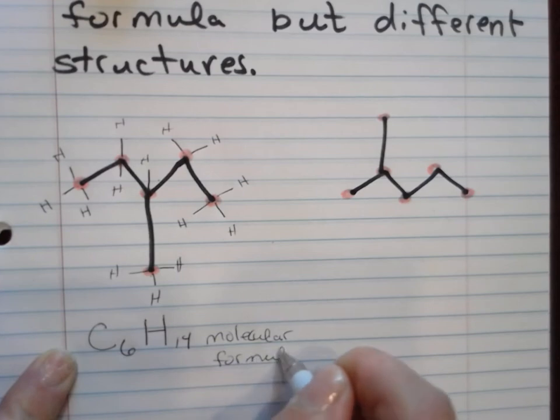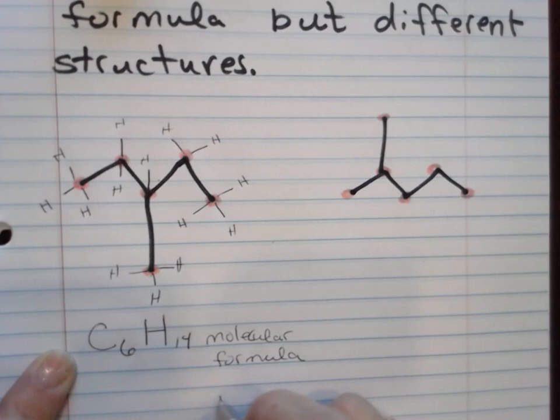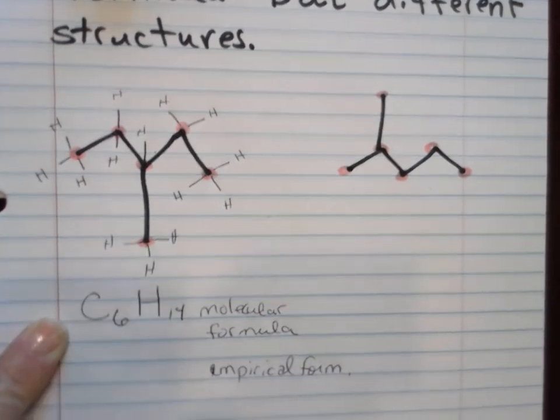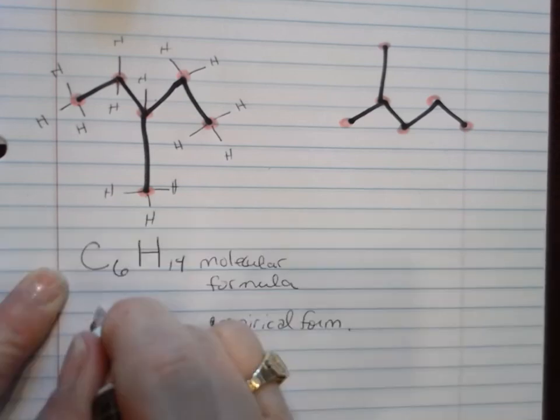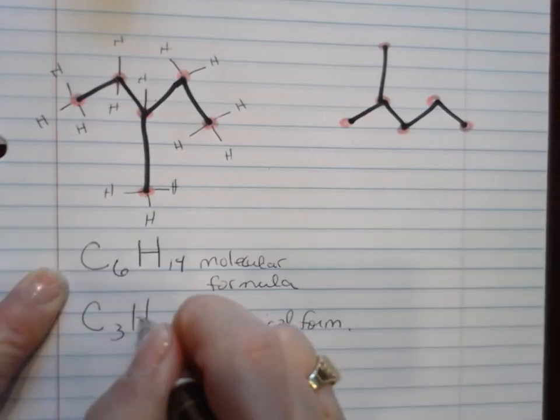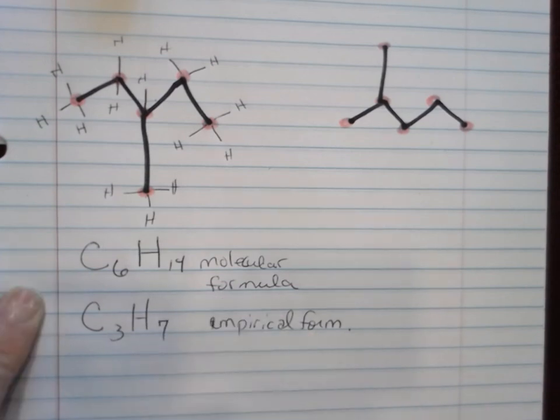And just as a reminder, the empirical formula is going to be the smallest ratio here. Both of these can be divided by 2, so I get C3H7 as the empirical formula. The purpose of this empirical formula is very simply to give you a ratio of each element present.